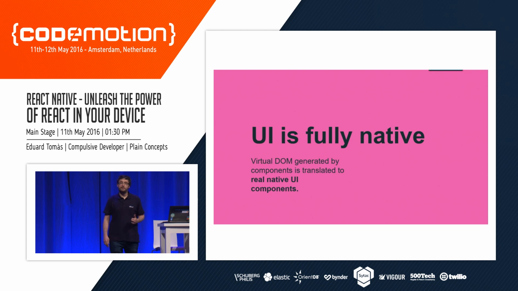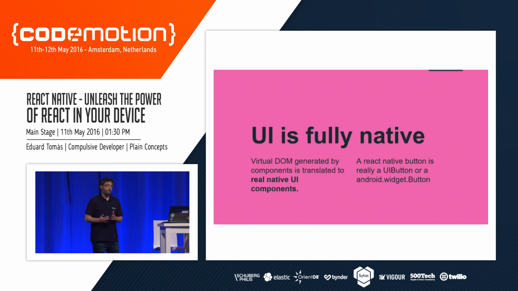Virtual DOM is a key aspect in React Native, also in ReactJs, which basically is this virtual UI that is generated by our components. And what the React runtime does is compare this virtual UI with the real UI that is shown on the mobile and update the UI of the mobile using the most efficient algorithm. Okay? But we need to have this clear. A React Native button is really a UI button in iOS, or really an Android widget button in Android. So we will have a real native UI.